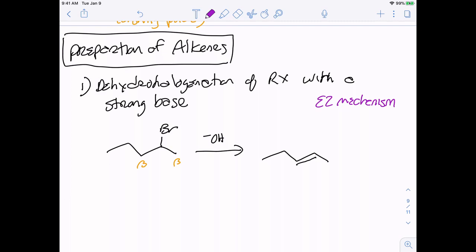An E2 mechanism, it does follow Zaysev's rule. So our major product is going to be the more substituted product, right? This is our major. We could get this also, but this would be our minor product.